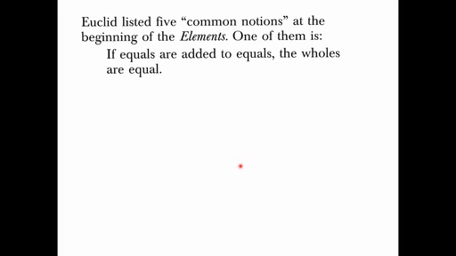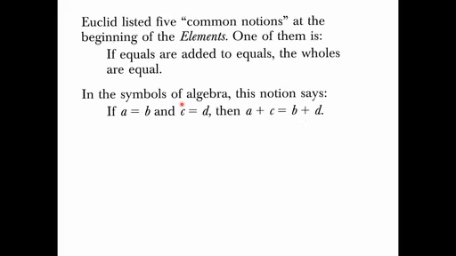Let's move on. Here's that common notions I mentioned a little bit earlier in the slideshow. He had 5 of them, and one of them is this. If equals are added to equals, the wholes are equal. Equals added to equals are equal. So here's what it looked like. His other book, by the way, had this in as a property.